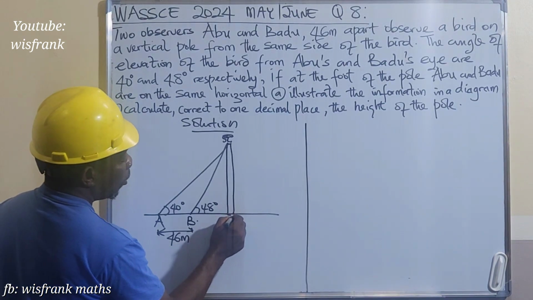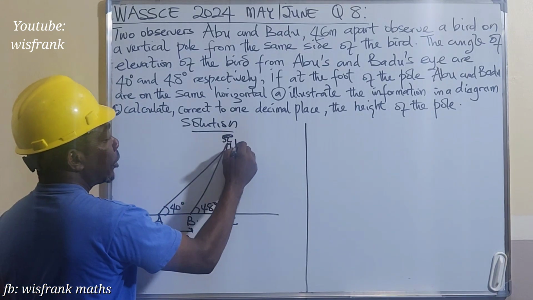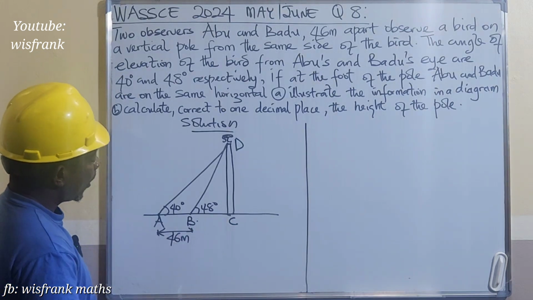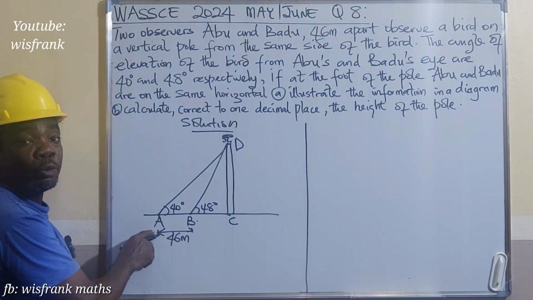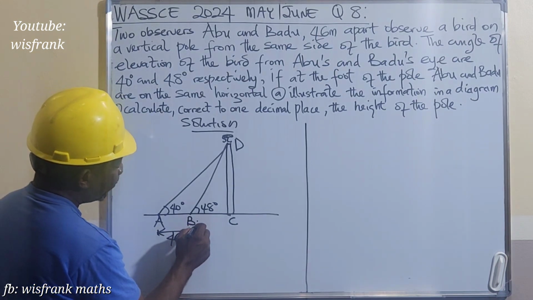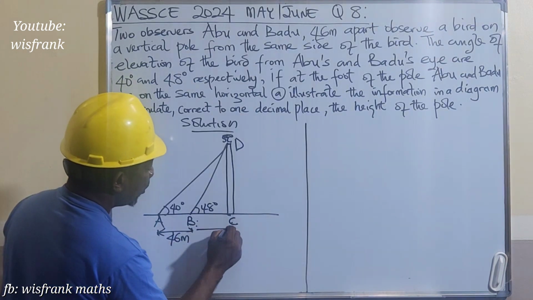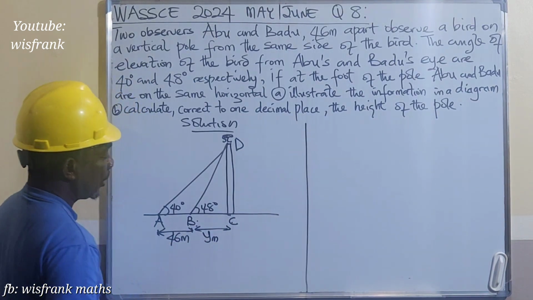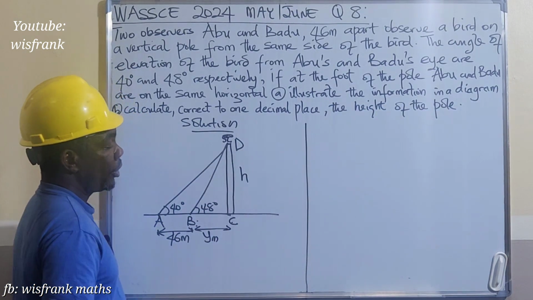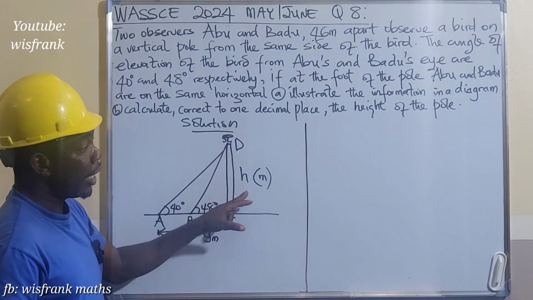This is the pole. Let's call this point C. And the point where the bird perches on top of the pole, let's call it D. This is what we are going to look for. As the distance between Abu and Badu is 46 meters, let's call the distance between B and C, between Badu and the pole, Y meters. And what we are looking for is the height of the pole, which is H meters.